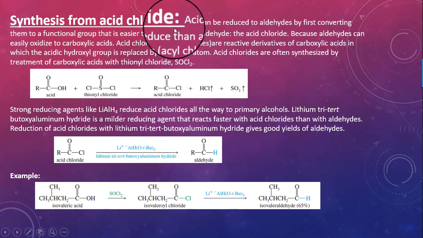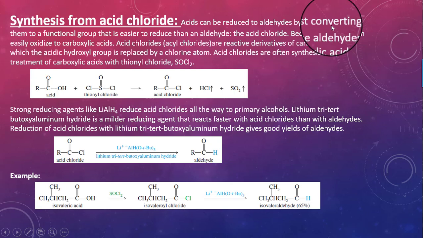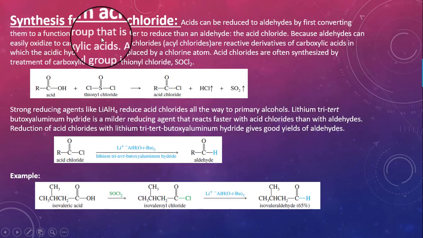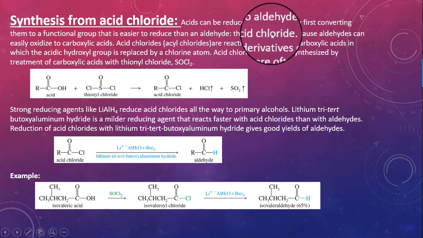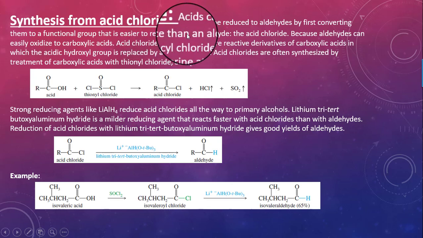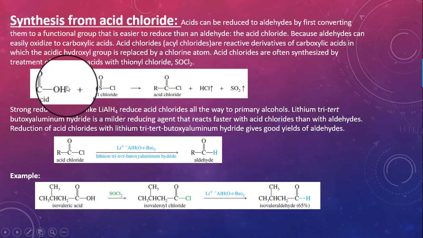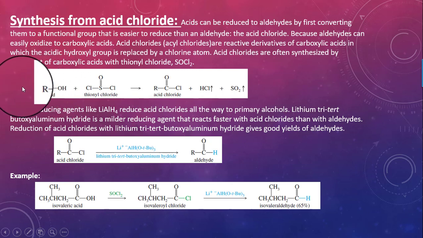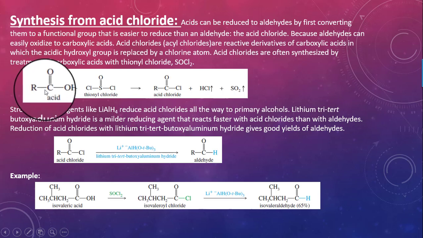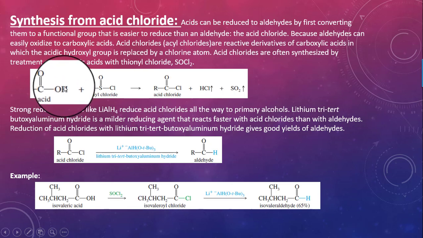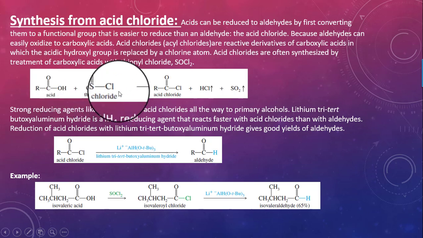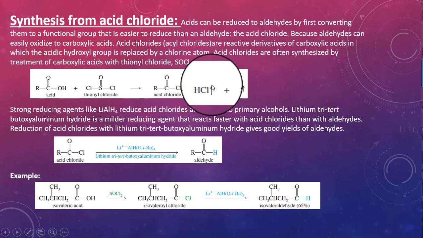Synthesis from acid chloride. Acids can be reduced to aldehyde by first converting them to a functional group that is easier to reduce than an aldehyde, the acid chloride. We can easily oxidize aldehydes to carboxylic acids, but the reduction of carboxylic acids to the aldehyde is difficult because aldehydes are so reactive that they can easily react with the reducing agent and get converted into alcohol.